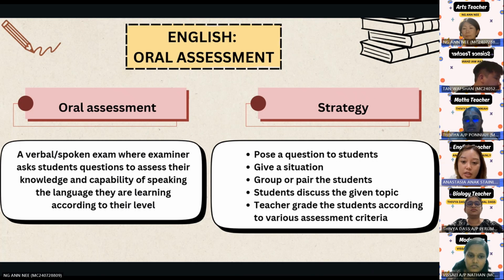So for the strategy, usually I will pose a question to students and then I give a situation. It's a random question and a random situation, and usually I don't give a tip before the exam, because I want to test the critical thinking of the students also. Then I will group or pair the students, and they will discuss the given topic among themselves. Maybe there are four students in one group, so they will take turns and voice out their opinions, and then as a teacher, I will grade the students according to various assessment criteria.